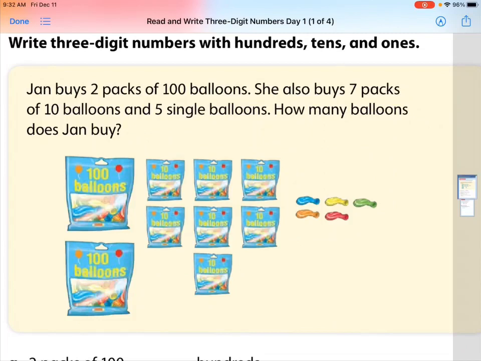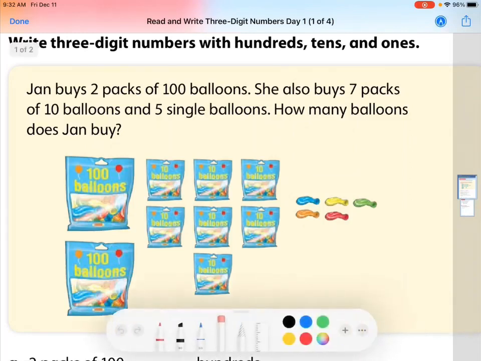So let's read together. Jan buys 2 packs of 100 balloons. She also buys 7 packs of 10 balloons and 5 single balloons. How many balloons does Jan buy? Well, we're pretty lucky. They've given us some pictures, and I can clearly see the packages are labeled, so that really does help me understand what's going on in this story.